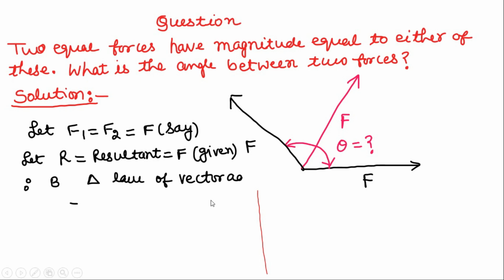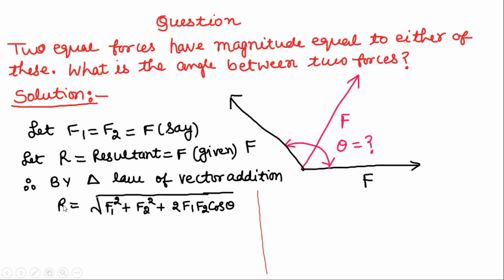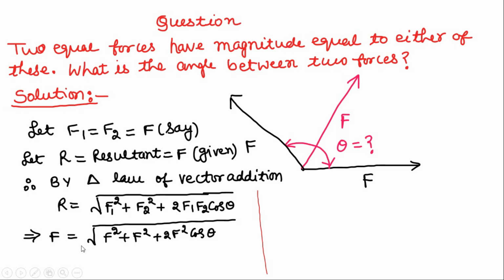Now we apply the triangle law of vectors, and according to the triangle law, R is equal to the square root of F1 square plus F2 square plus 2 F1 F2 cos theta. But we know that F1, F2 and R, all these three quantities have magnitude equal to F. So we are going to insert that value here. After inserting R, F1, F2 equal to F, we will get this equation. And on solving, we will get this equation.